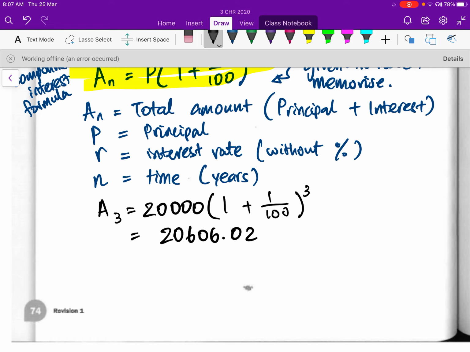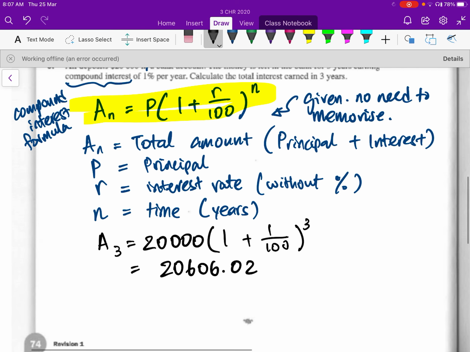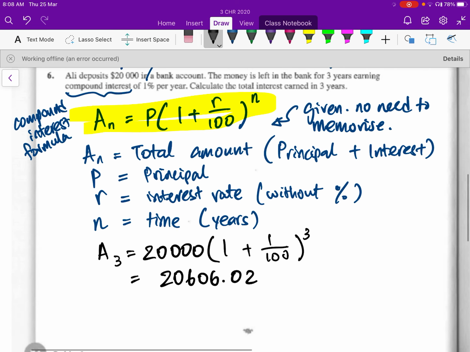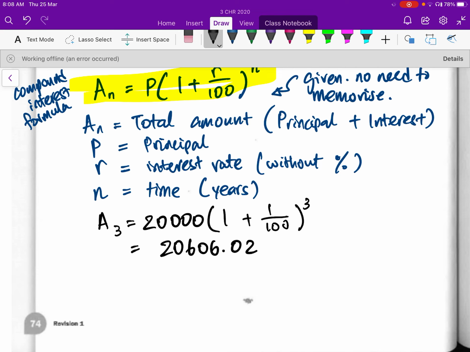I need you all to have a feeling about numbers and money. Does it sound reasonable? You put in $20,000. Imagine, wow, a lot of money, $20,000 put in the bank. After 3 years, the bank gives you an extra $20,600. I wish, right? Cannot be. They won't give you the same amount and even more than your principal after 3 years. They're not dumb. They cannot give you so much extra money. Okay, so this is actually our principal plus interest.